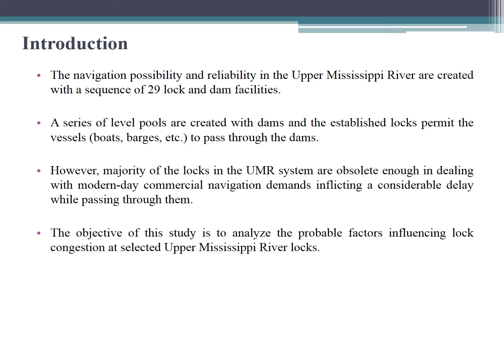The problem with locks in the upper Mississippi River system is most of them are obsolete, and they cannot keep in touch with the modern day commercial navigation demands, which means we will have a significant amount of delay at locks at upper Mississippi River. So the objective of this study is to analyze the probable factors that influence lock congestion at selected upper Mississippi River locks.